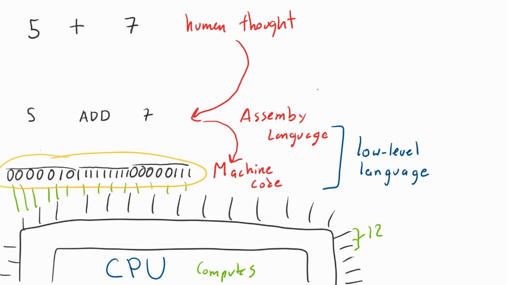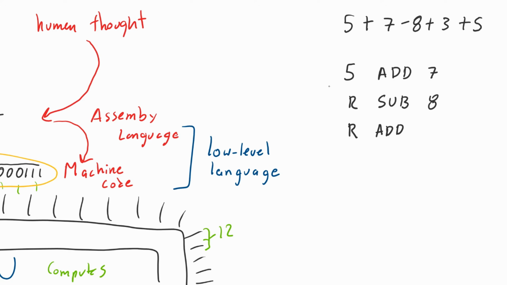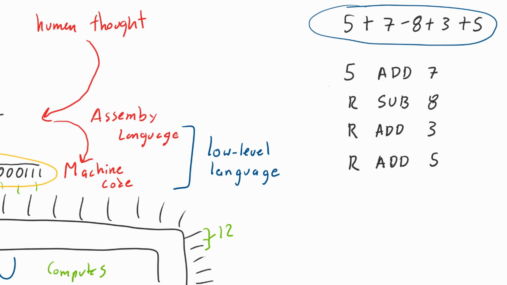It isn't very clean. Let me give you an example. Let's suppose that I wanted to do the following. In order for me to do something like this in assembly, I would have something like 5 ADD 7, and then the result of that would have to be subtracted. Let's say if subtraction was SUB 8, and then the result of that, I will have to add again, and I will add 3. And then the result of that, I will add again 5. Notice I'm using R to indicate that I'm using the previous result. In order to do one operation like this, I have used this many instructions, 4 instructions.